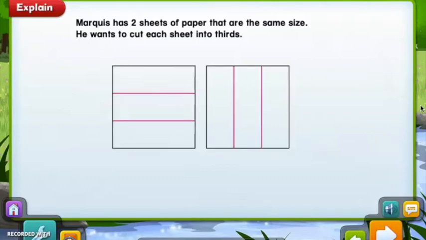How are the thirds of the 2 sheets of paper alike? A third of each sheet is one of the 3 equal parts. How are the thirds different? The thirds are different shapes.